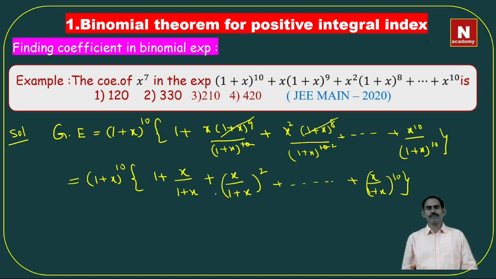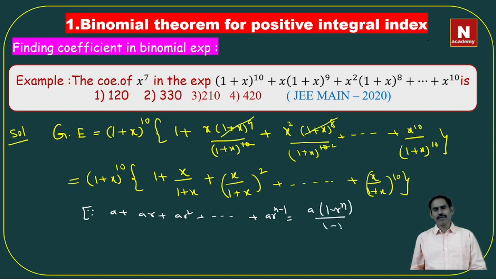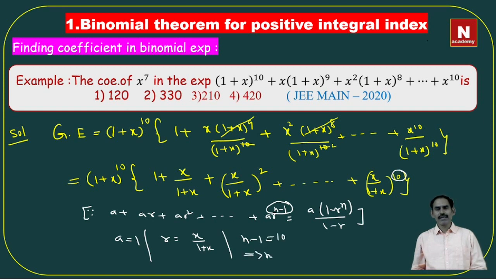Now this is in the form of a GP series: a plus ar plus ar square, and so on, up to a into r power 10. The GP formula is a plus ar plus ar square and so on up to ar power n minus 1, equals a into 1 minus r power n by 1 minus r. If you compare these two, a equals 1, r equals x by 1 plus x. What about n here? N minus 1 is 10, so n minus 1 equals 10, that implies n equals 11.